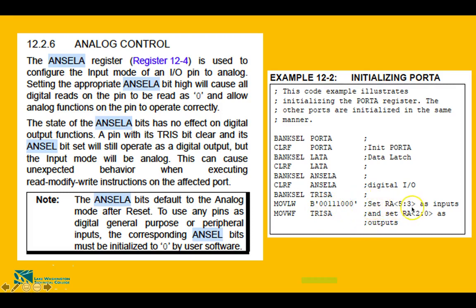Set RA starting from 3 to 5. So if you see here, this is 0, 1, 2, 3, 4, 5. So bits 3, 4, 5 are set as high, and the rest of the bits are set as 0. If bits 3 to 5 are high, then they will be considered as your input. You know that when you give TRIS as 1, then it will be considered as your input, and if you give TRIS as 0, then it will be considered as output.